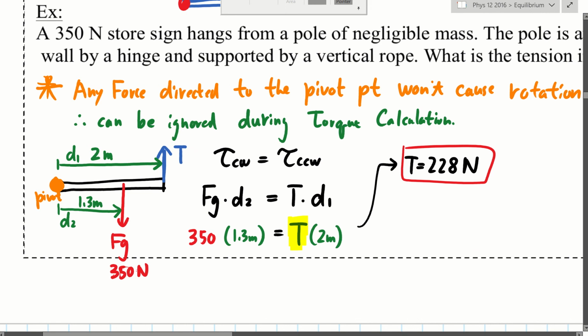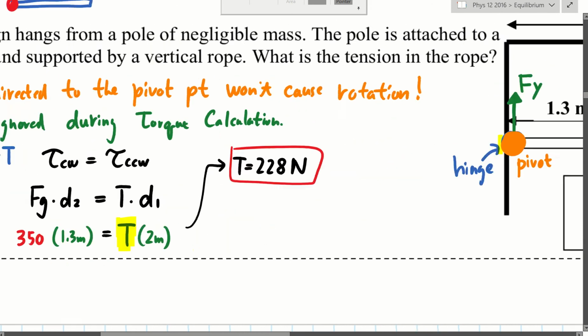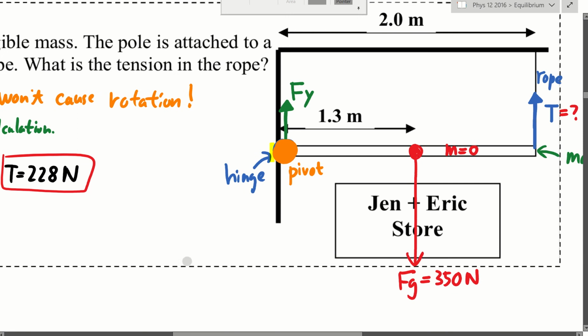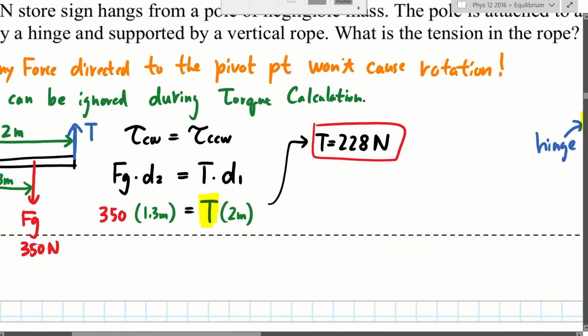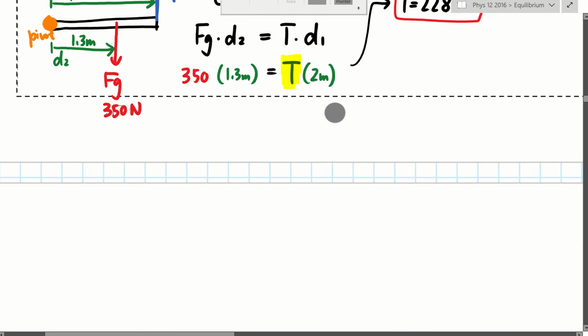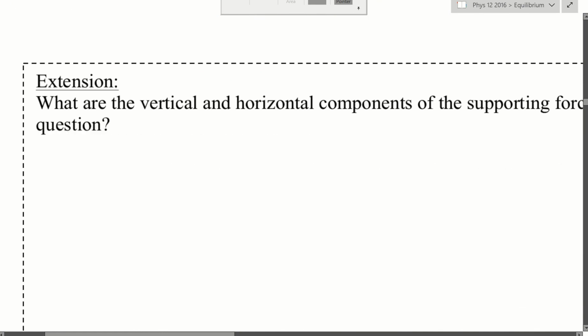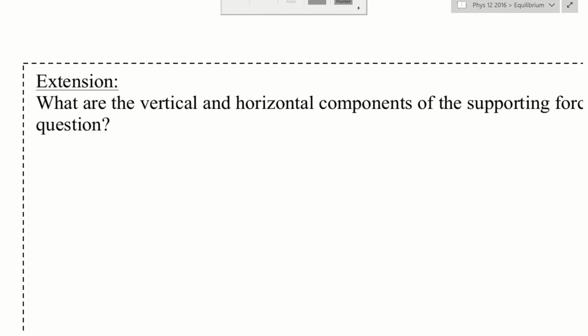Now, follow-up question then. What if people actually want the force on the hinge? Did we just murder that force on the hinge? How do we get the force on the hinge back? Well, if you want the force on the hinge, you have to go back to sum of forces. So we use sum of torque to help us find that tension. But once we are done, we can then go back to the sum of forces.